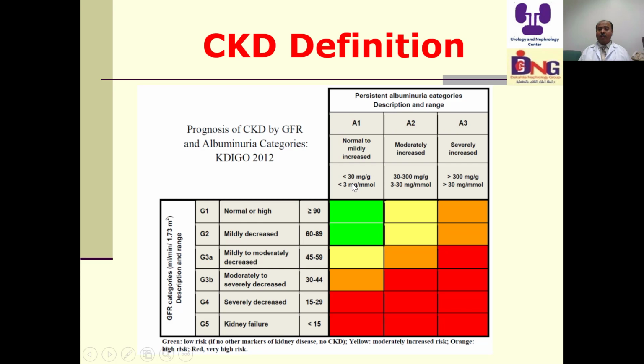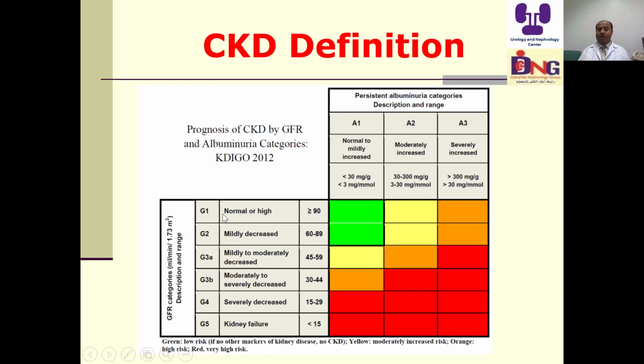What is the value in the urine to say A1, A2, A3? Because it is very important and can be put in MCQ questions. So here, if albuminuria is less than 30 milligram albumin per gram creatinine or less than 3 milligram albumin per millimole creatinine in the urine sample, it is known as A1. A2, if in the range between 30 to 300 or 3 to 30, according to the unit we use. A3 is above 300 milligram per gram creatinine or above 30 milligram per millimole creatinine, and also nephrotic syndrome here.